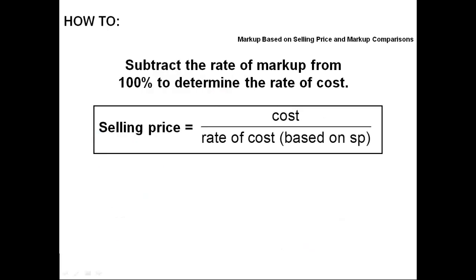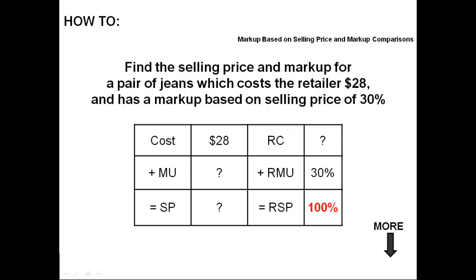Subtract the rate of markup from 100% to determine the rate of cost, and then we can find the selling price by taking the cost divided by the rate of the cost based on selling price. So find the selling price and markup for a pair of jeans which costs the retailer $28 and has a markup based on selling price of 30%.